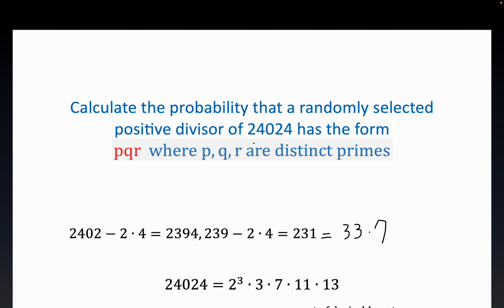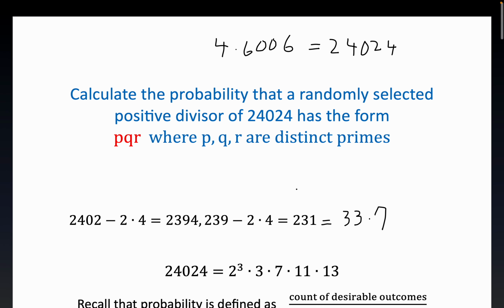Just to make sure, a simple example: 4 times 6,006 is a pair of divisors. It's equal to 24,024. So that's a pair of divisors, but we need to know all of them, because counting is a big part of probability, and so you need to know how to count. This is an example of 2 of them, but we need to count all of them. That's the point.